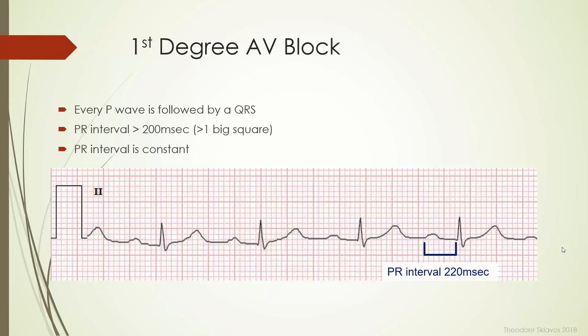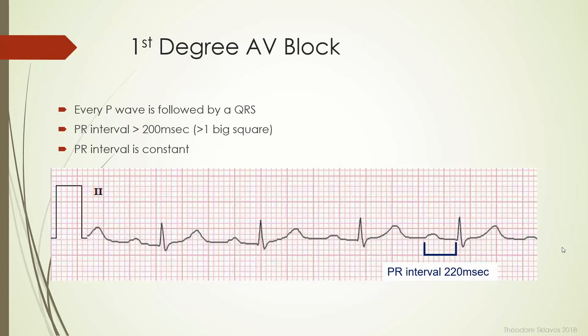So as we just said, in first degree heart block, every P wave is conducted into the ventricles. The AV nodal disease means that this takes longer than usual, and as a result, we get a prolonged PR interval. Remember, the PR interval is the time it takes from atrial activation, the start of the P wave, to ventricular activation, the start of the QRS complex. And our normal range is 120 to 200 milliseconds.